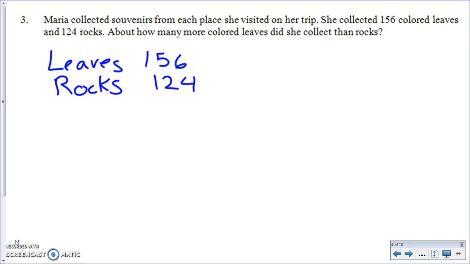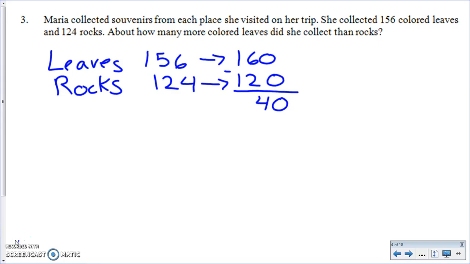Next, since we're estimating, we're going to round both of them off. So the leaves will round to 160 and the rocks to 120. Next, since we want to find out how many more she collected of leaves and rocks, we need to subtract. So 160 minus 120 gives us 40. So she collected about 40 more leaves than rocks.